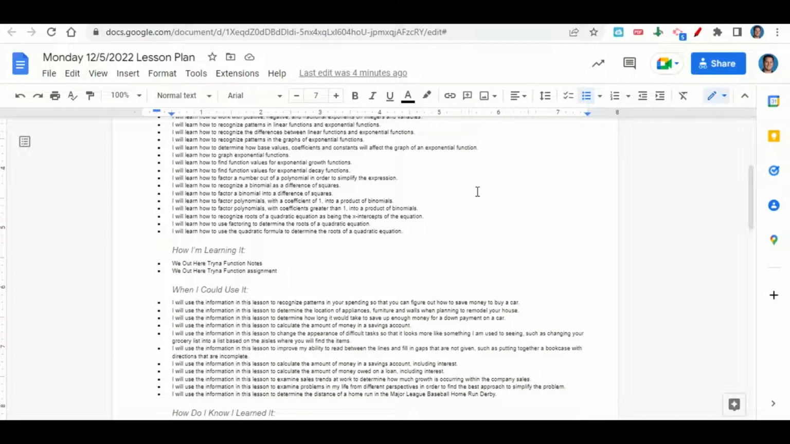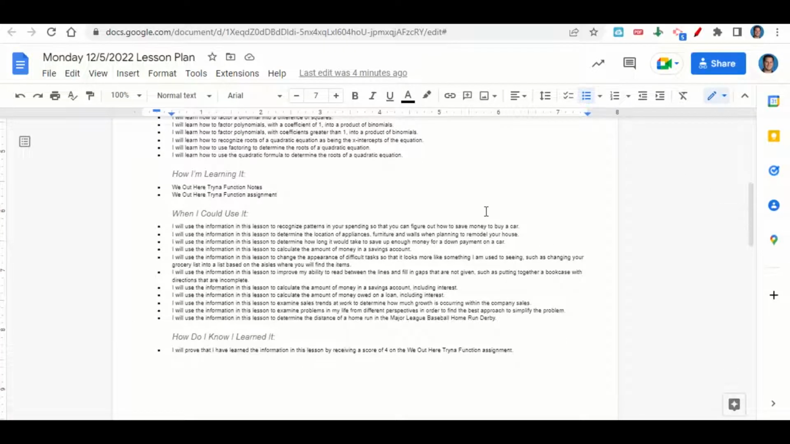such as putting together a bookcase with directions that are incomplete, to calculate the amount of money in a savings account including interest, to calculate the amount of money owed on a loan including interest, to examine the sales trends at work to determine how much growth is occurring within the company's sales, to examine problems in your life from different perspectives in order to find the best approach to simplify the problem, and to determine the distance of a home run in the Major League Baseball home run derby.